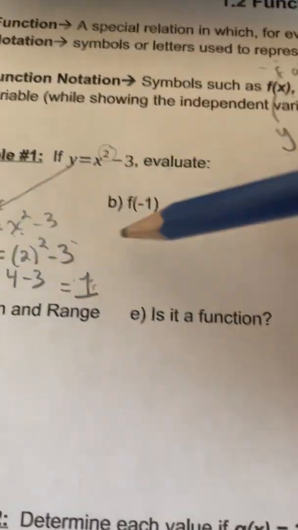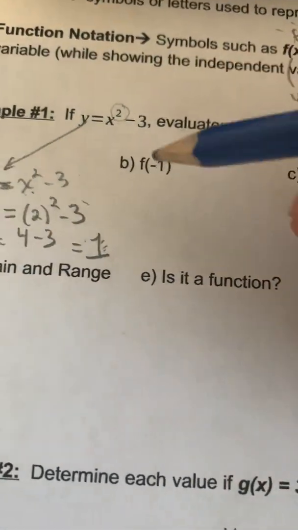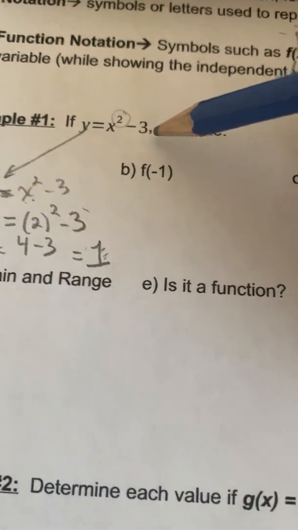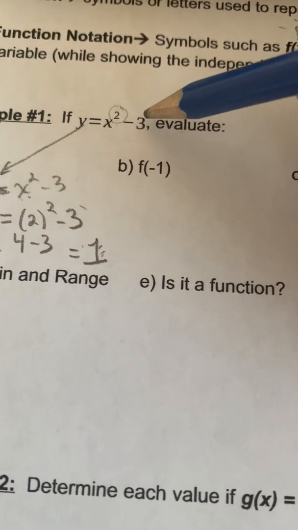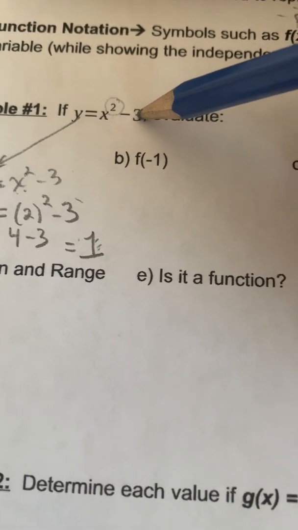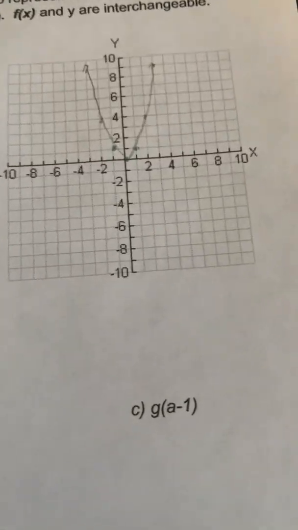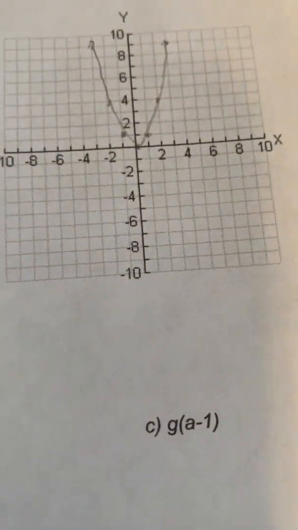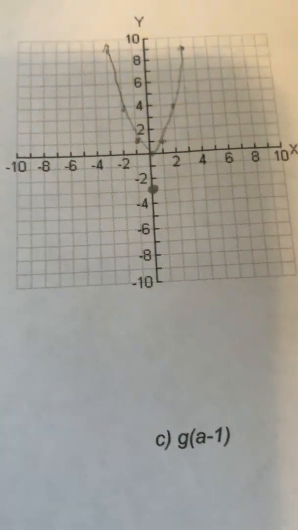But that would be if it was just x squared. When I mean the parent function, I mean it's just x squared. But now we're doing subtract 3. If you can remember from grade 10, that minus 3 means to move the graph down 3 spots. So we're going to move this whole graph down 3 spots. Instead of starting at (0, 0), it now starts at (0, -3).